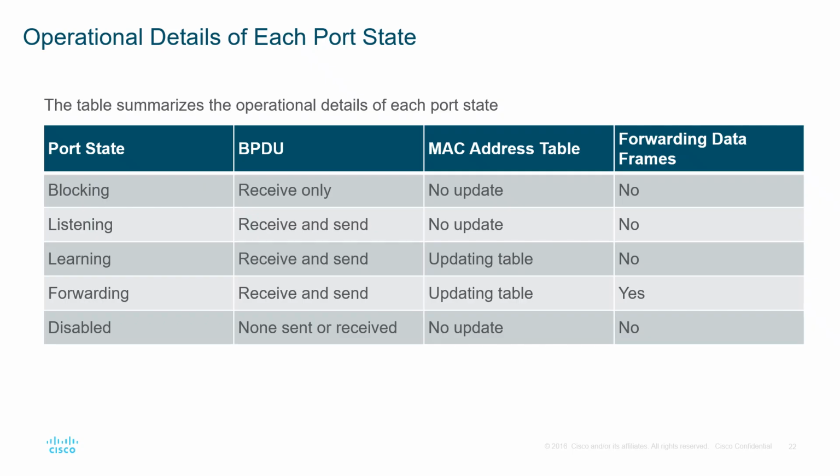In the learning state, I am still receiving and sending, and now because I'm learning information about my directly connected neighbors, I am starting to update my table, but I am still not forwarding data frames. In the forwarding state, I am still receiving and sending. I'm also updating my table based on what I'm receiving, and I am forwarding frames. If I am disabled, I am neither sending nor receiving, nor am I updating, nor am I forwarding frames. I am totally disabled and non-functional.